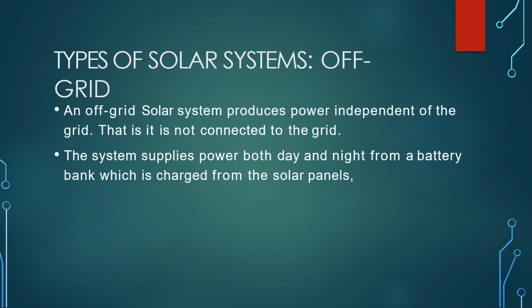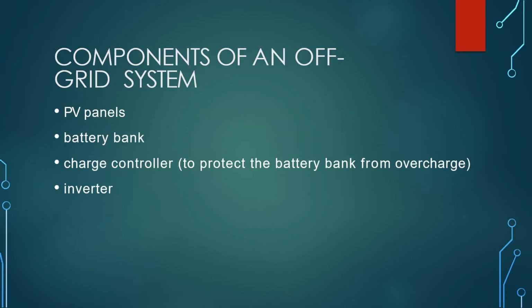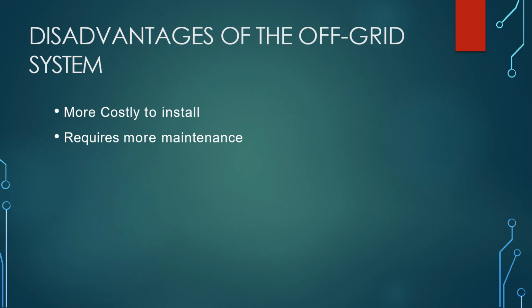And off-grid systems, they work independently of the grid, but they do have batteries which can store the solar power generated by the system. The system usually consists of solar panels, battery bank, charge controllers, and inverters. Drawbacks of the off-grid system are that an off-the-grid system can cost a bit more than a grid-tied system, and another drawback is that it requires more maintenance.